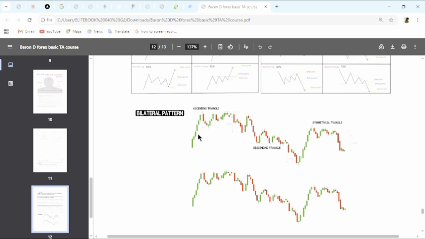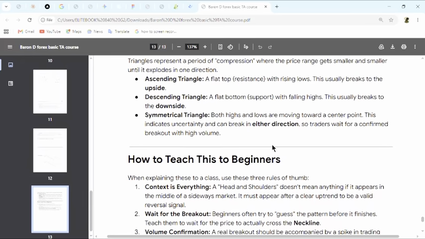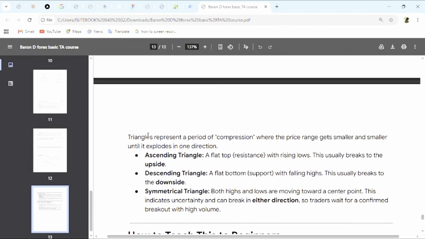So this is a basic representation of the chart, real-time data and live analysis. So triangles represent a period of compression where the price range gets smaller and smaller until it explodes in one direction. That is the breakout. That's the basic definition of breakout.